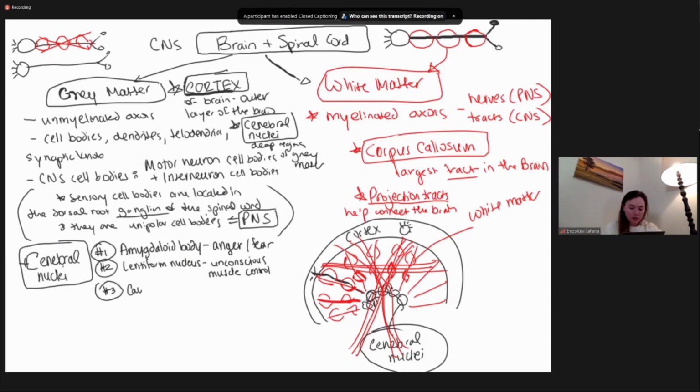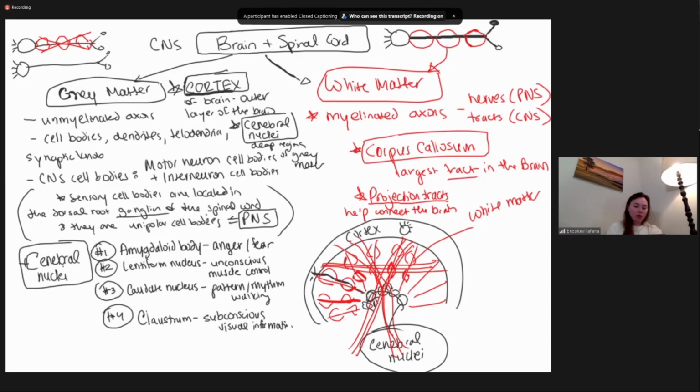The caudate nucleus is for the pattern and rhythm of walking. And then the claustrum is for subconscious visual information. These are also involved in the limbic system. I'm gonna go try to find the limbic system ones real quick. So I'm gonna just put on the limbic system one so that it's a little less of stuff being everywhere. So amygdaloid body, anger, fear, claustrum, subconscious visual.